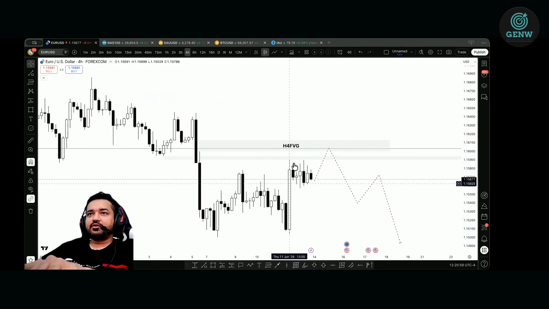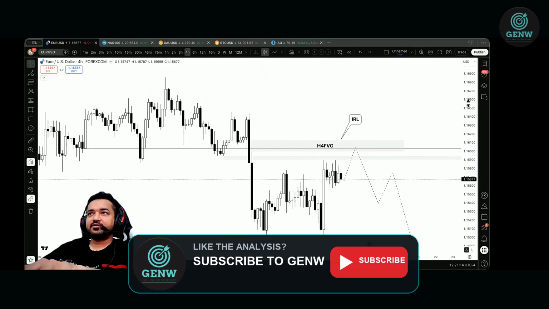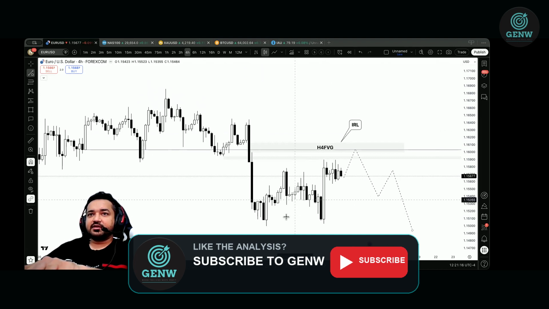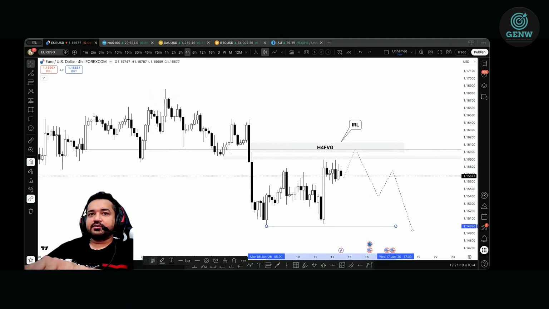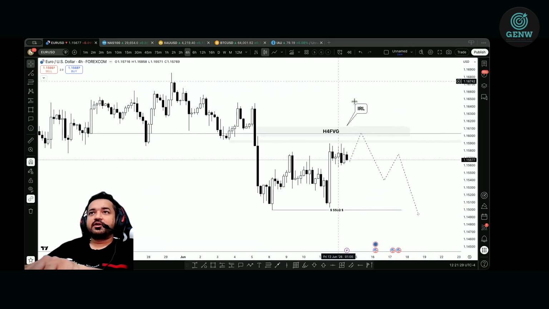So the idea in EURUSD is pretty simple. We can look for shorts once price mitigates this H4 FVG, which, if you guys remember the ERL to IRL story, would be our internal range liquidity. And where is our external range liquidity? First is this H4 low. This is our external range liquidity on the H4 time frame, and on the weekly time frame there is this external range liquidity. So this is the EURUSD analysis. Very simple bias. We just want price to drag higher and then we start selling from here.